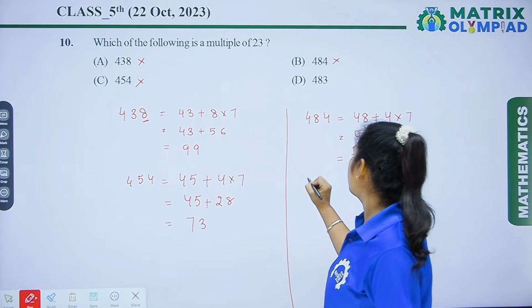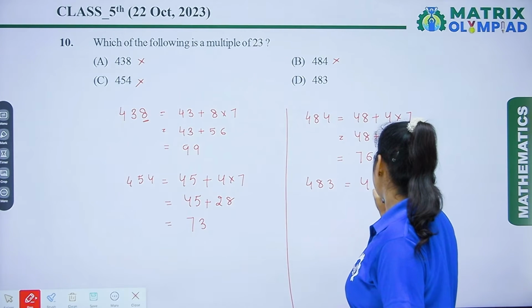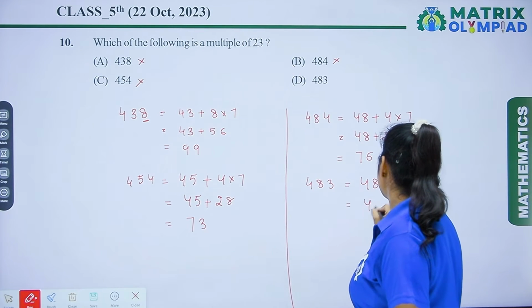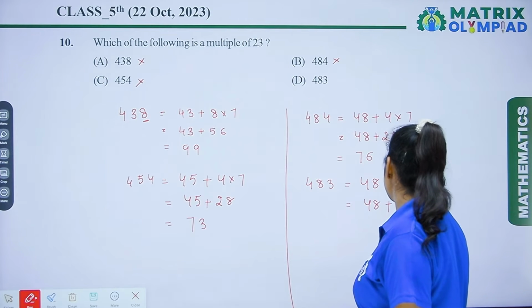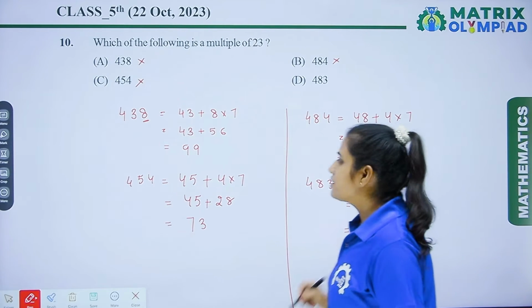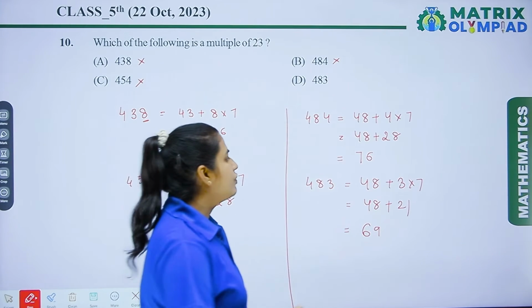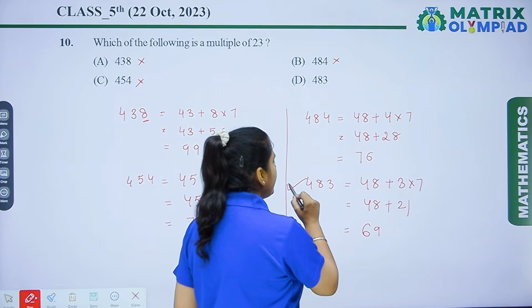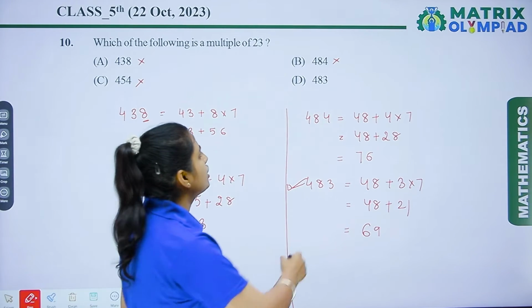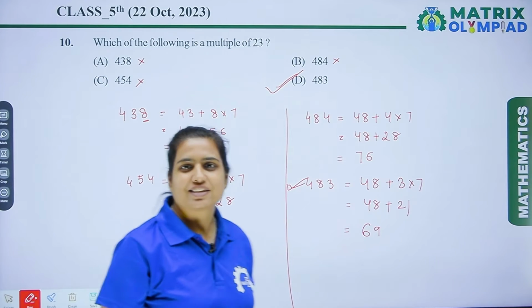Now the last number is 483. 48 plus 21, here we get 69. So 69 is divisible by 23. So we can say that 483 is the number which is a multiple of 23. Option D is the correct answer.